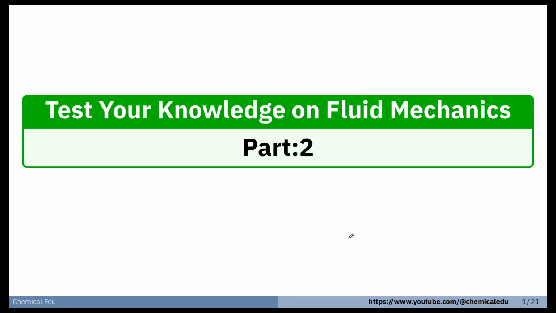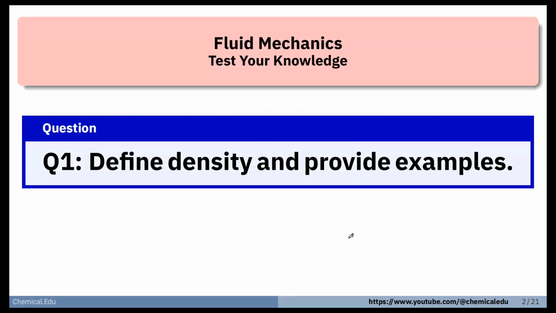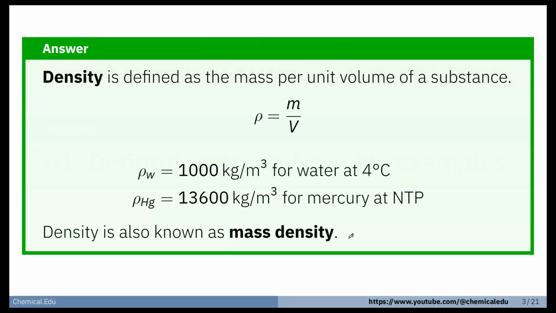Today I'll discuss a question answer session. From this you can test your knowledge on fluid mechanics. First question, define density and provide examples.